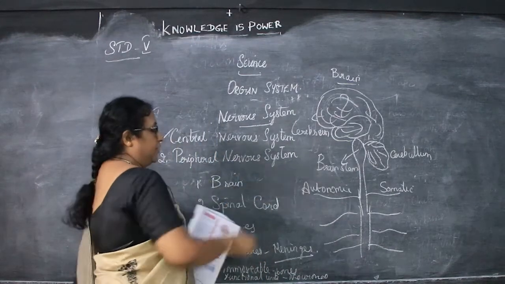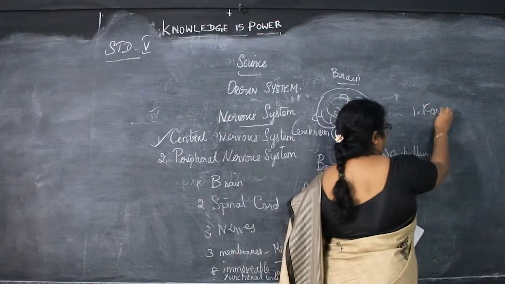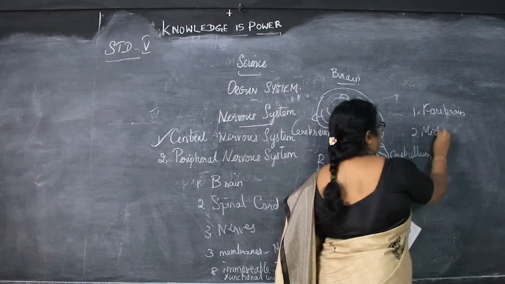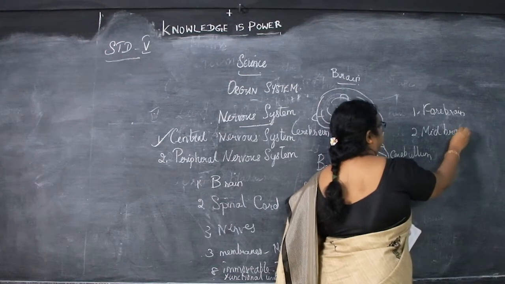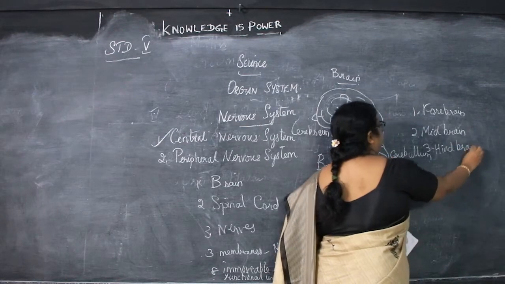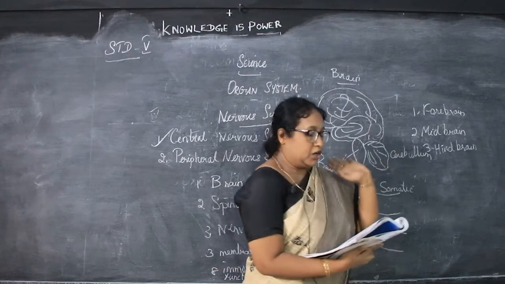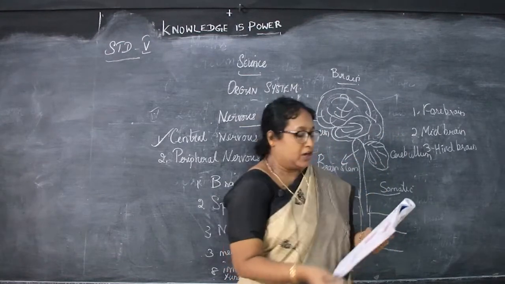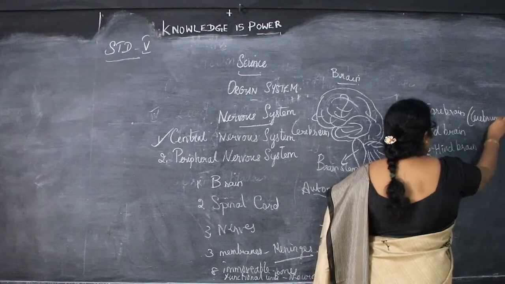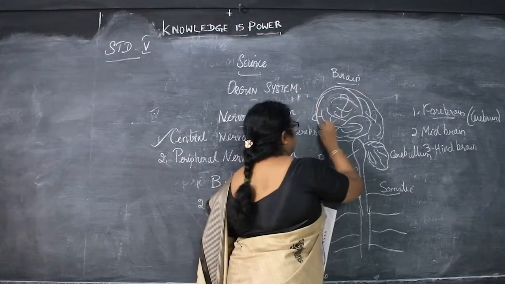The human brain is divided into 3 major parts: forebrain, midbrain and hindbrain. Now first we'll go to the forebrain. The forebrain is otherwise called the cerebrum. So this is the cerebrum.